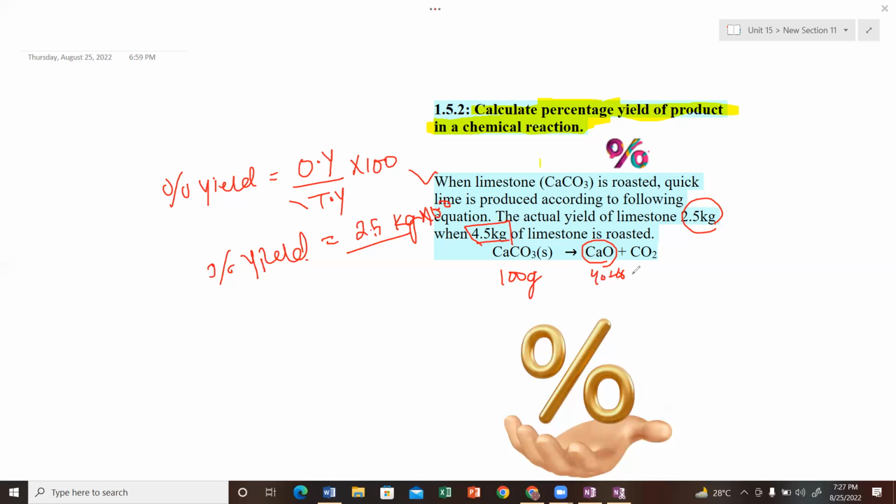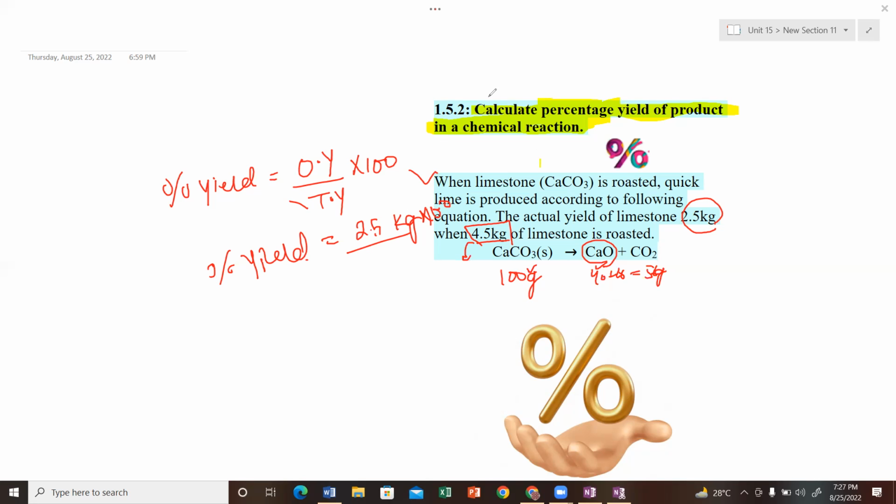calcium carbonate produces calcium oxide, 40 plus 16 equals 56 gram, right? So 100 gram produces 56 gram. But the given value is in kgs. So if you convert this into gram, it would be workable. Otherwise, you have to convert these two things into kg. I'm going to convert 4.5 over here, and then I would convert the product again into kg to put the value over here.